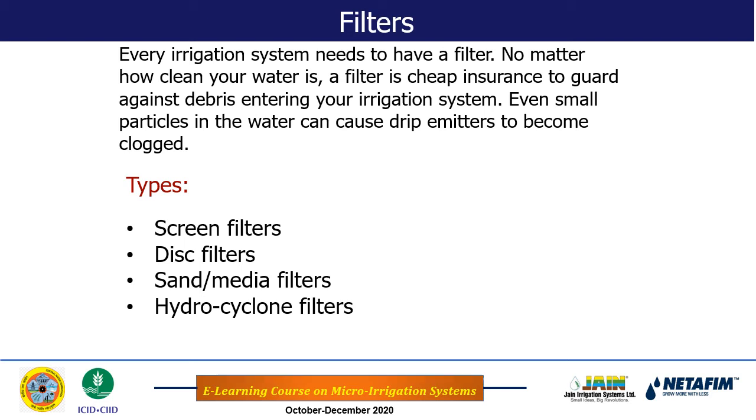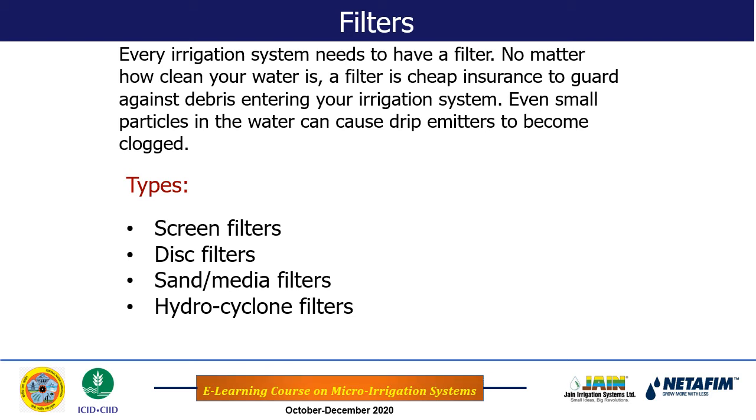No matter how clean your water is, a filter is cheap insurance to guard against debris entering your irrigation system. Even small particles in the water can cause drip emitters to become clogged. So this is the importance of the filter. Filter is considered the heart of the micro irrigation system because of this. So if you don't have a filter, forget the smooth and efficient operation of the micro irrigation system.